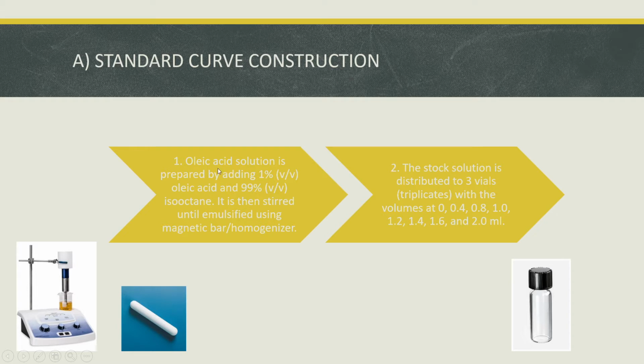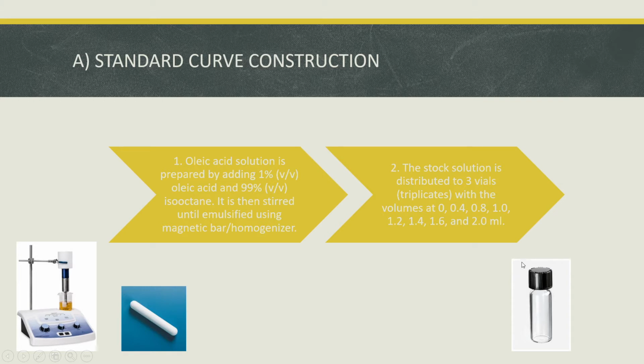First of all, oleic acid solution is prepared by adding 1% of volume over volume oleic acid and 99% of volume over volume isooctane, in which the oleic acid is about 0.27 milliliter and the isooctane is about 26.73 milliliter. Then it is stirred until it is emulsified, which basically means it mixes up together, by using magnetic bar or homogenizer. As you can see in the bottom, this is a homogenizer and this is the type of magnetic bar used for stirring. Then the stock solution is distributed to 3 vials.